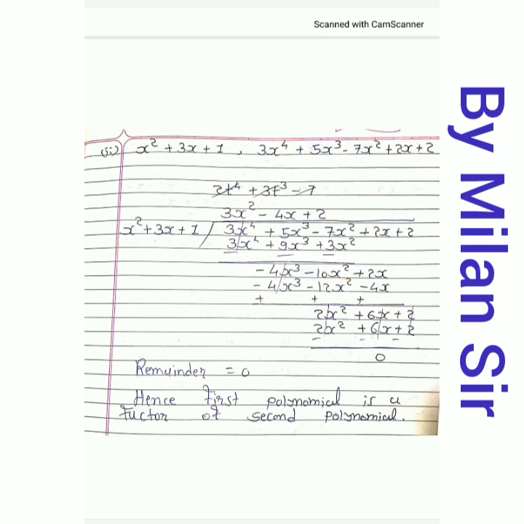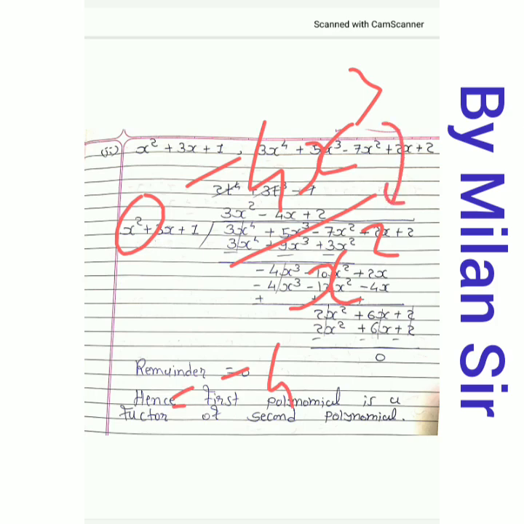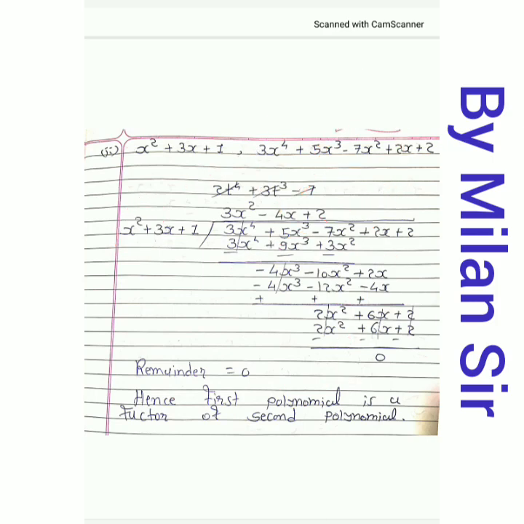Again first term with first term. Now our first term with the sign we need to write. So minus 4x cube divided by this first term x square. So minus 4 as it is, exponent 3 minus 2, 1, no need to write 1, only minus 4x. So that I already written in question, that means answer, right? Then we need to multiply this whole polynomial by minus 4x.